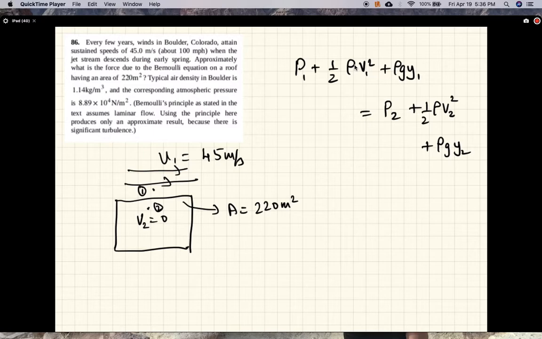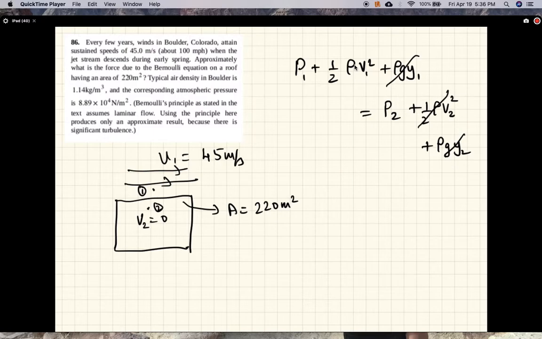Alright, so what we are doing is, the thickness of the roof is negligible compared to the height of the roof. So we'll say y1 is equal to y2, and so both these terms drop out. Okay. The pressure at location 2, and now V2 is 0, so this term is 0. And the pressure at P2 is atmospheric pressure, which is that. Okay.